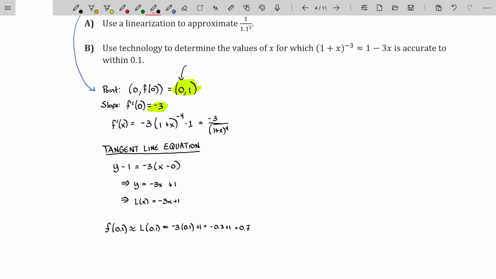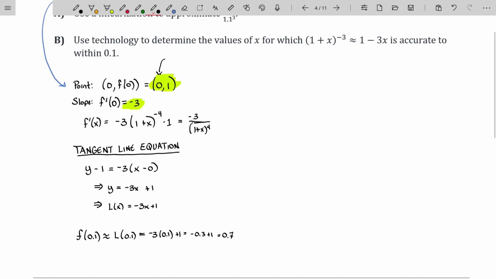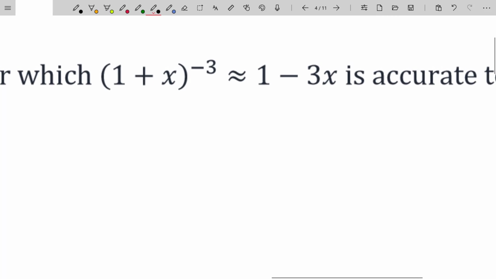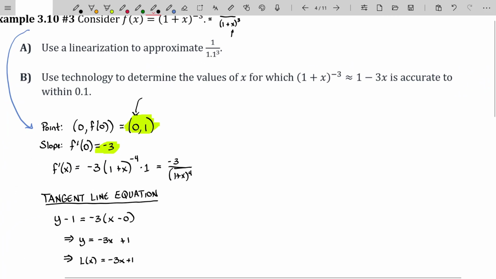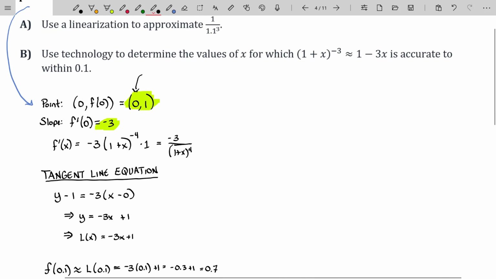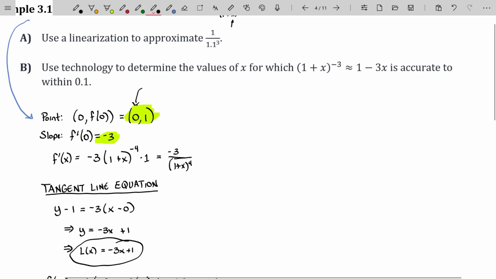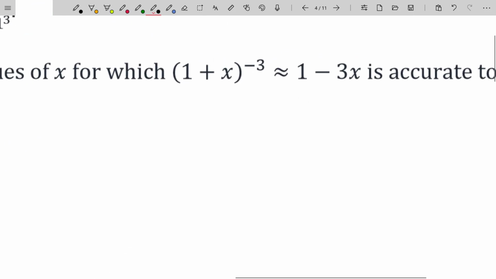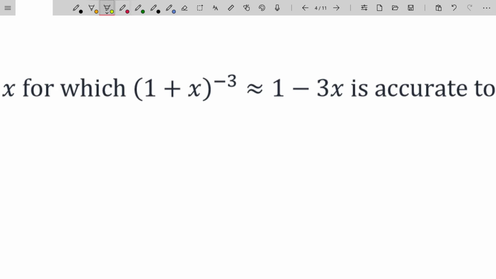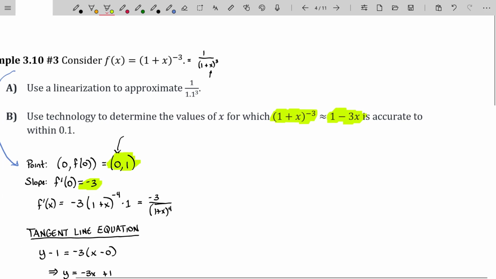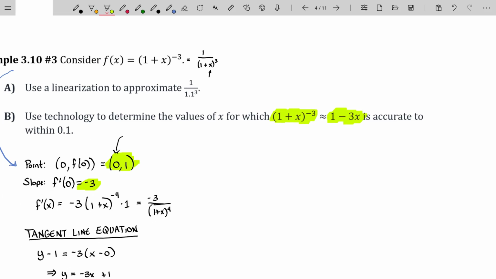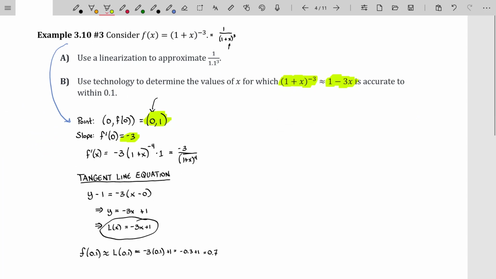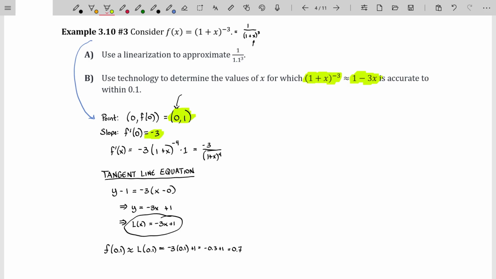Use technology to determine the values of x for which the difference between our function and our tangent line, notice I already had the tangent line pre-computed, 1 minus 3x. That's just our tangent line. So determine the values of x for which the distance between our given function and our approximated tangent line is accurate to within 0.1. So I want the distance between those two functions to be within 0.1 of each other. And this is usually given in a textbook with a calculator symbol next to it, so you know, oh, I have to use a calculator.